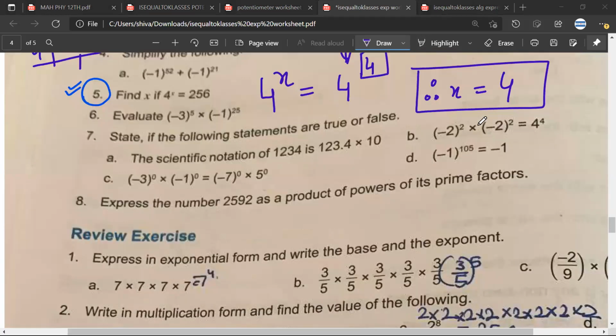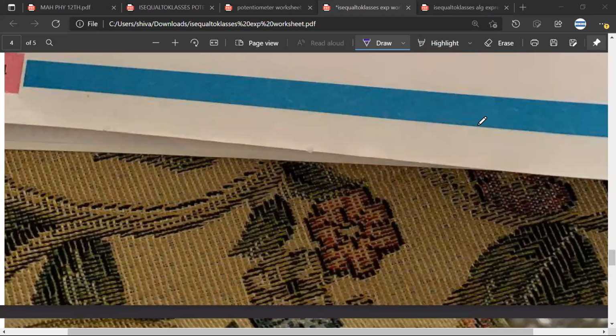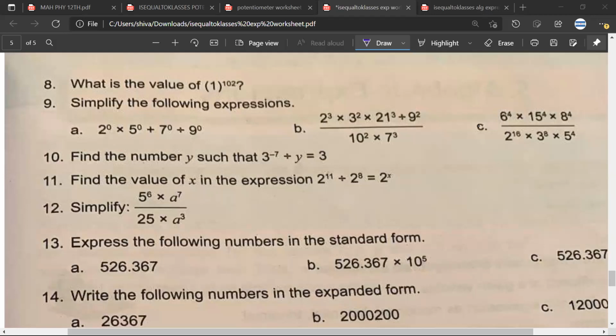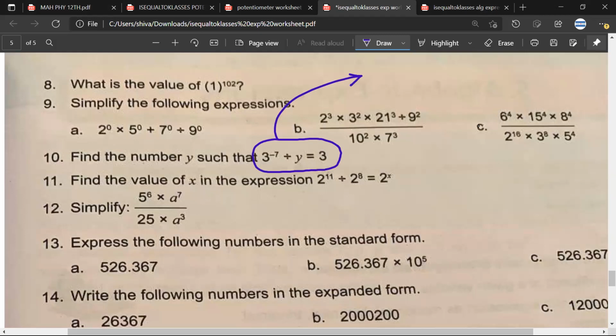Let's try to do some more equations so that we are clear. Mr. Sarthak, how should I solve this? So it'll be 3 raised to power 7 plus y raised to power 1 equals 3 raised to power 1. Do you agree with what I've written? Yes, sir. Mr. Satya, do you agree to what I've written? Yes, sir. Sarthak, what can we do next? What do you propose?